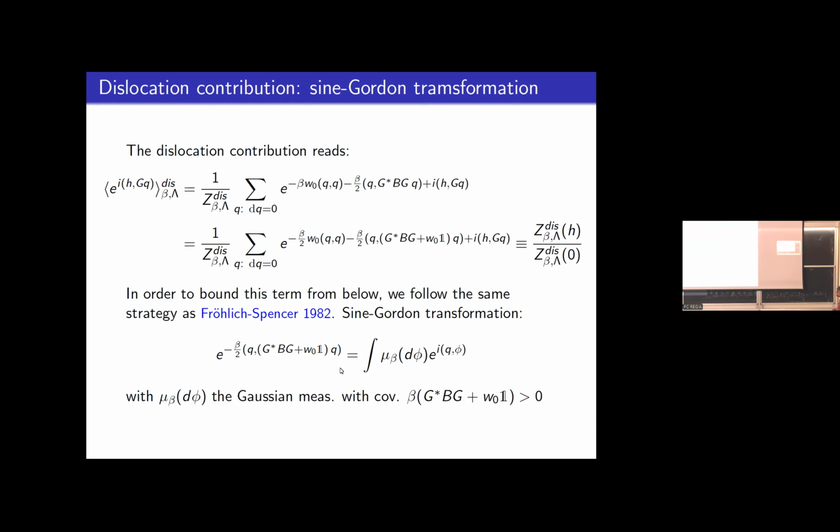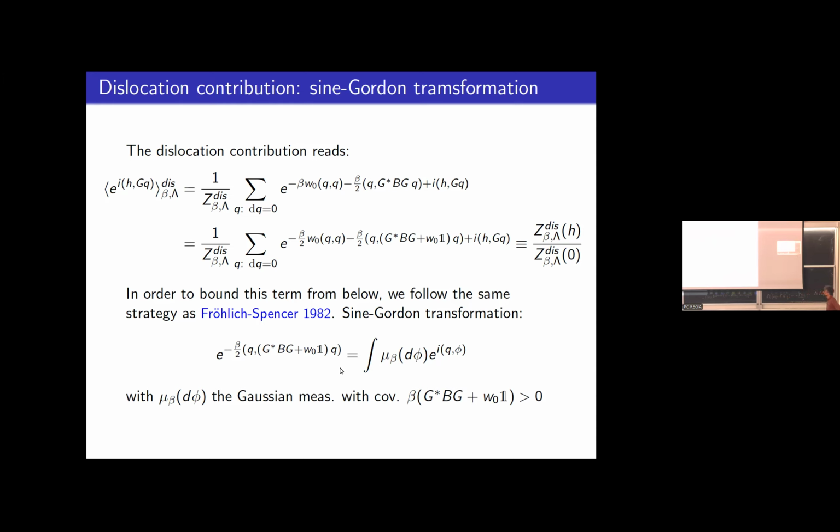This part of the analysis closely follows Fröhlich-Spencer 82. Somehow Fröhlich-Spencer in 81-82 wrote these two amazing papers. The first one, in 81, is the paper I already mentioned many times about the behavior of the Kosterlitz-Thouless phase in the Villain model and the XY model at low temperatures.